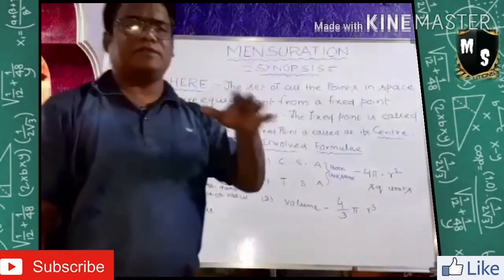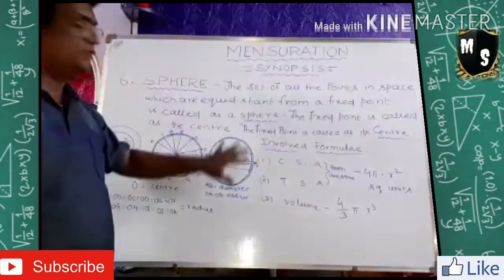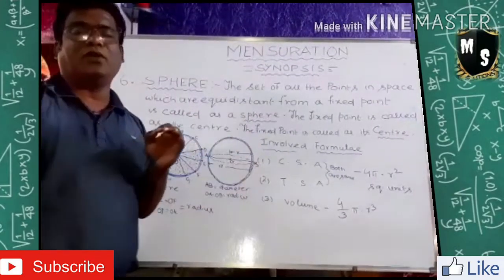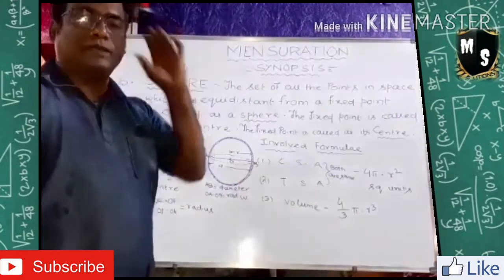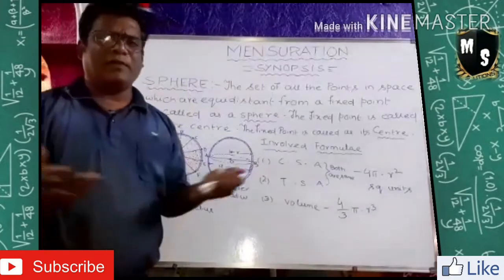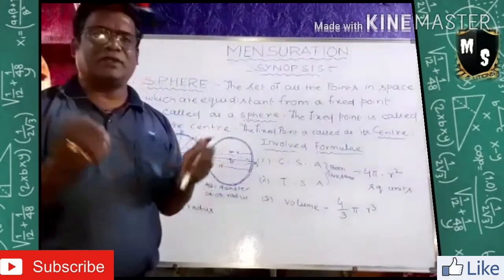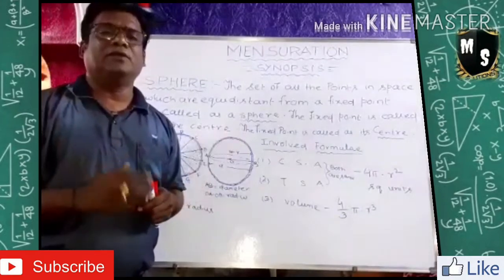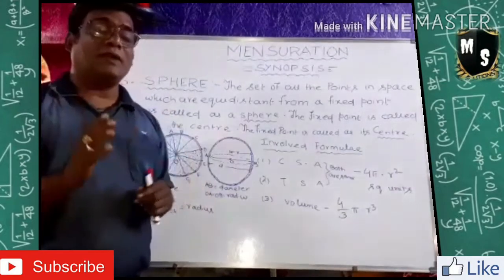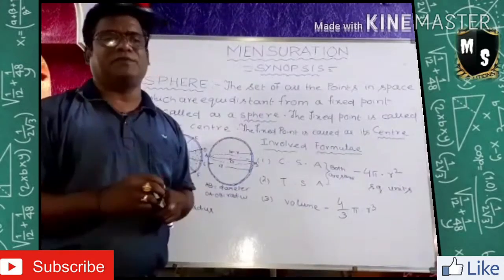Now, come to the next part of the synopsis, synopsis number 6. This is also very, very important for all of you. Please try to listen carefully. That is called the sphere. Everybody is familiar with the sphere. A ball, a football, our earth is spherical. So everybody has an idea about the sphere. But what is the definition of a sphere? Try to understand the definition of a sphere.